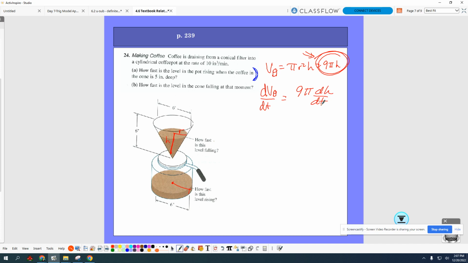Right, did I need this at all in this part of the problem? When the height of the coffee in the cone is 5 inches deep, they gave me extra information there that I needed for part B, but I didn't need it in part A. Eric, do I know dV dt? Did they give that to me in front? dV dt of the cylinder, of the cone.